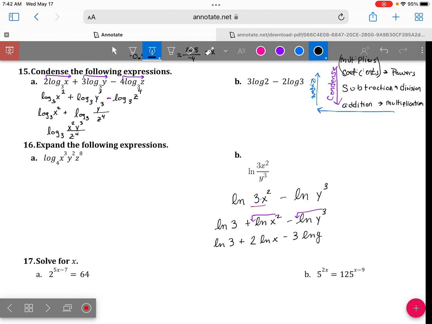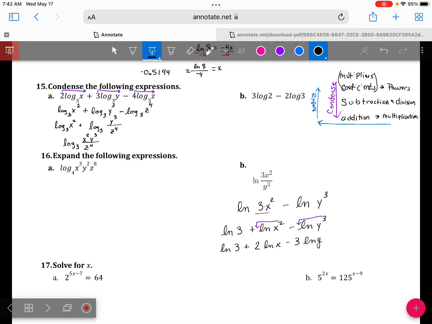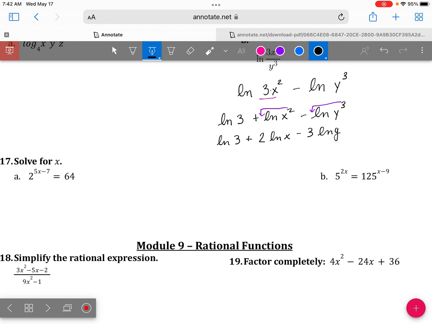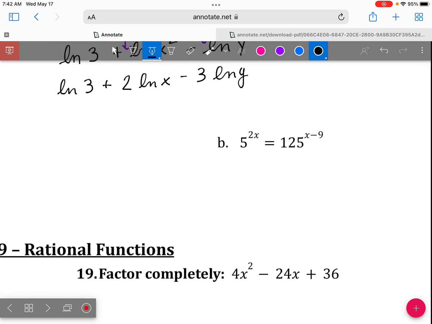Any questions on the expanding or the condensing? Okay, our last one down here, 17, we'll do module 9 tomorrow. I feel like we've done enough things. We'll just do 7 and 8 today. So we'll finish out this last question in module 8. And then tomorrow we'll look at rationals.